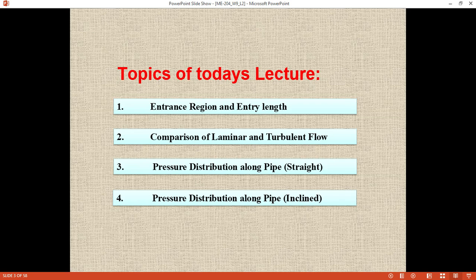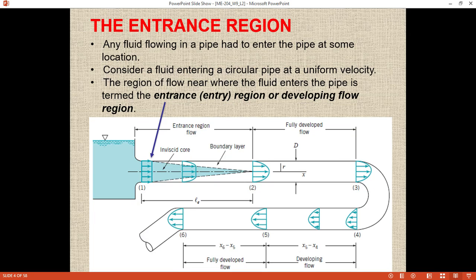Now we are going to discuss the entrance region and entry length. What exactly is it, let's see and discuss. Here you can see there is a reservoir which is connected with a pipe of diameter D, and it is also connected with various fittings. Basically, two 90 degree elbows are connected, and another 45 degree elbow is connected with the pipe. Here we are discussing pipe flow, so that's why we have connected a pipe with the reservoir.